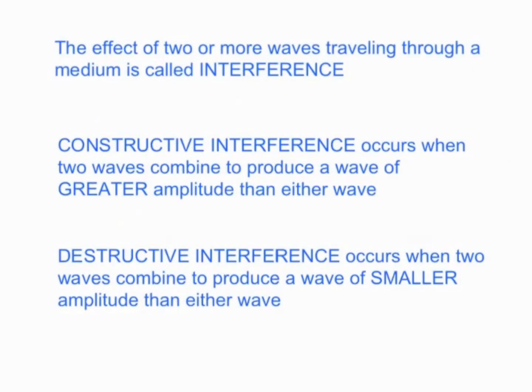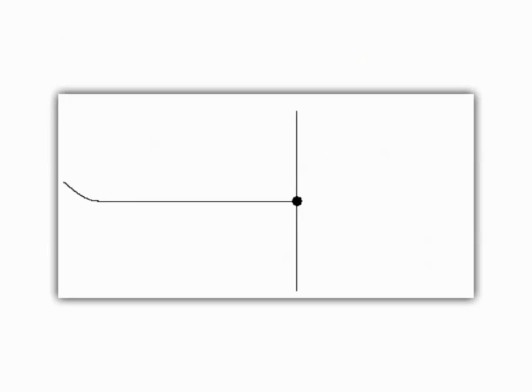So the effect of two or more waves traveling through a medium is called interference. Constructive interference occurs when two waves combine to produce a wave of greater amplitude than either wave. And destructive interference occurs when two waves combine to produce a wave of smaller amplitude than either wave.